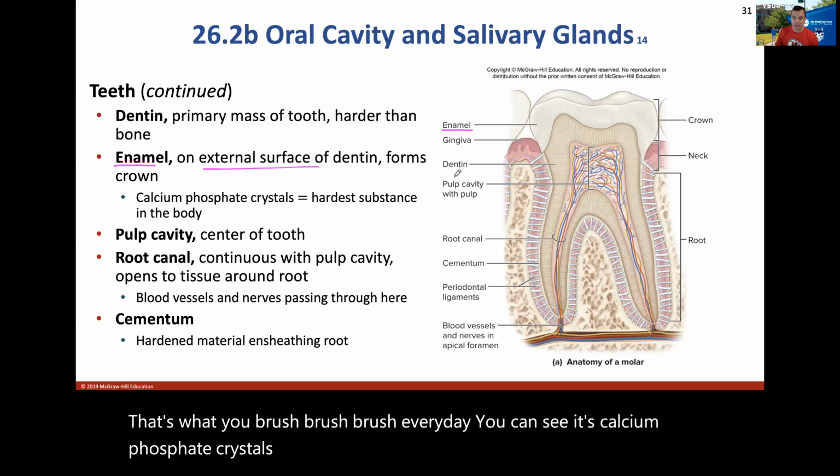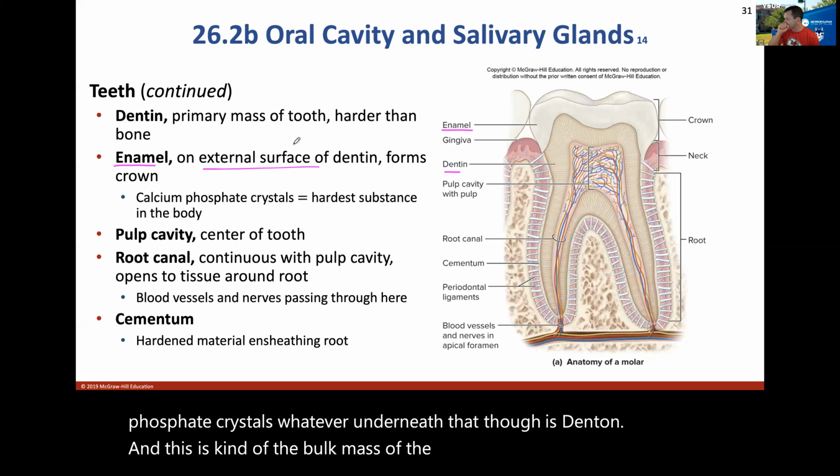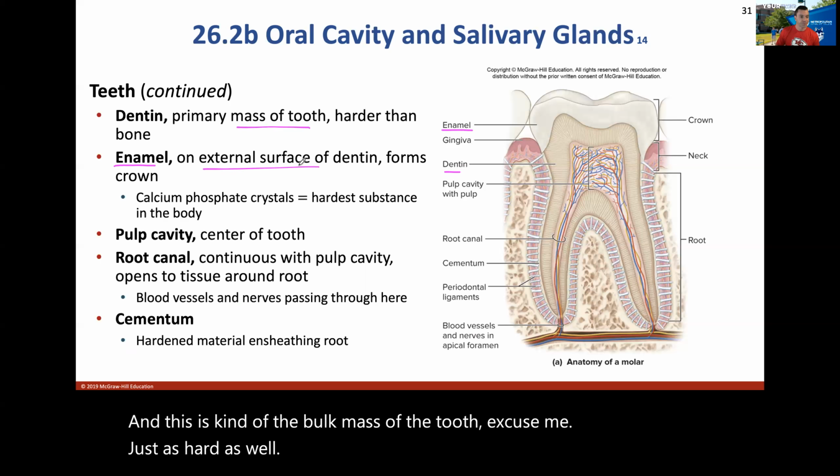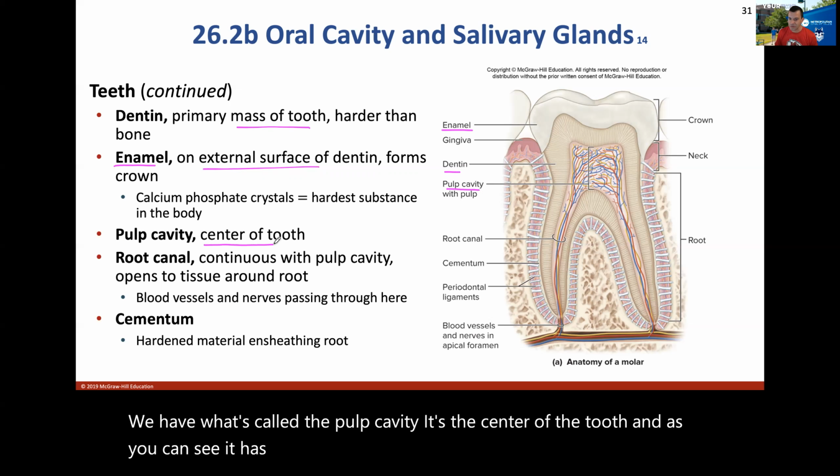Underneath that, though, is dentin, and this is kind of the bulk mass of the tooth. Just as hard as bone. We have what's called the pulp cavity. It's the center of the tooth, and as you can see, it has some weird things in there. What are those weird things?